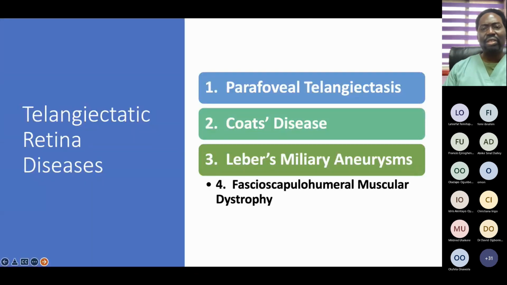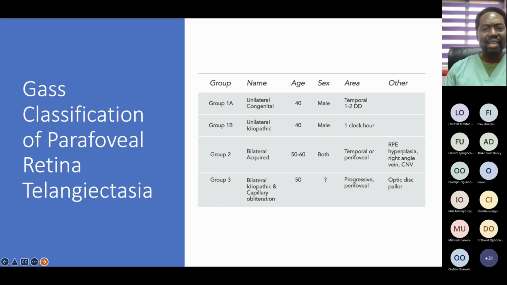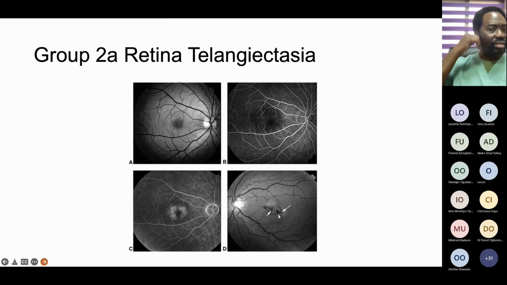Telangiectasia too, the different types: parafoveal, Coats disease, Leber's miliary. So we have telangiectasia. FFA can give us the leakage patterns in the area, in the parafoveal area.